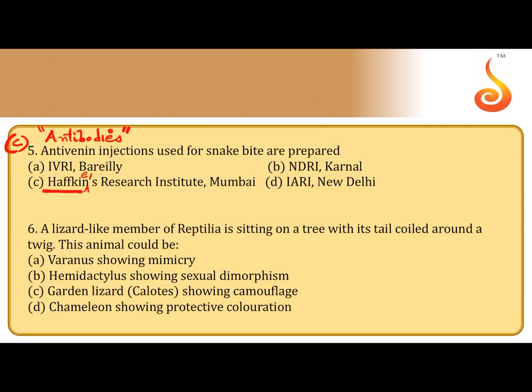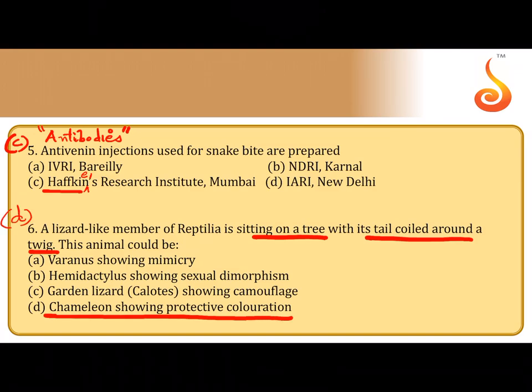A lizard like member, sixth question. A lizard like member belonging to class Reptilia, who is sitting on a tree with a prehensile tail which can be coiled around a twig, and that reminds us of a chameleon showing protective coloration. So it is option D.